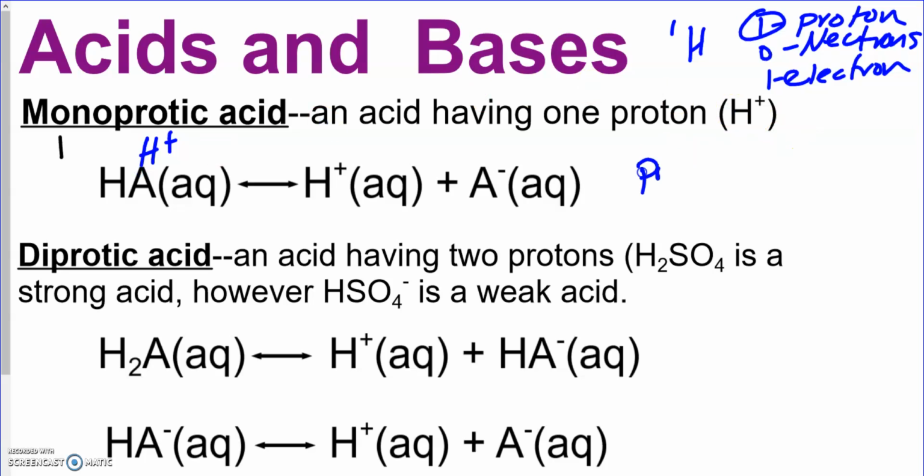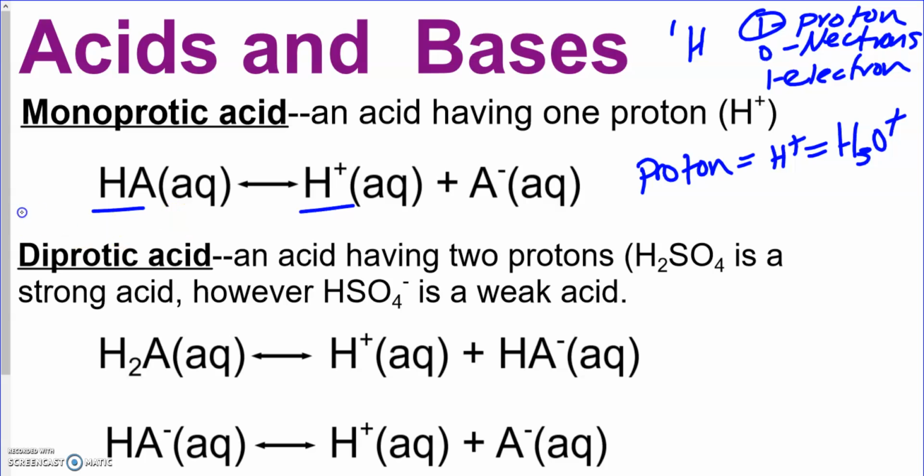So you have 3 words you have to keep up with here, and I apologize for that, but that just is what it is. These are all synonymous. Proton, hydrogen ion, and hydronium ion are all used interchangeably throughout acids and bases in general. So a monoprotic acid is a species that has 1 hydrogen in it and it gives up that 1 hydrogen.